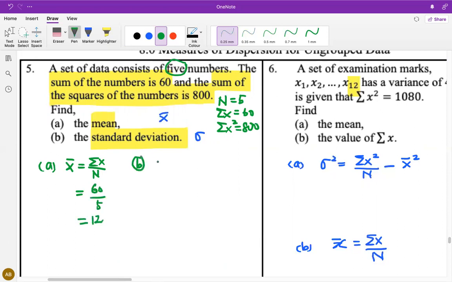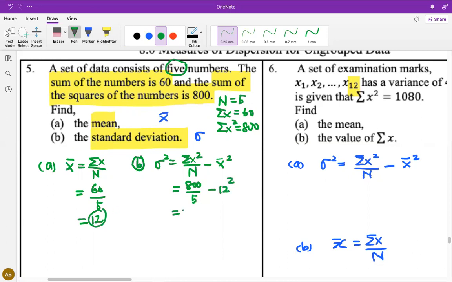Then B, standard deviation. Usually I find the variance first. So it's sum of x squared over n minus the mean squared. So you put in the values: 800 divided by 5 minus the mean, 12 squared.